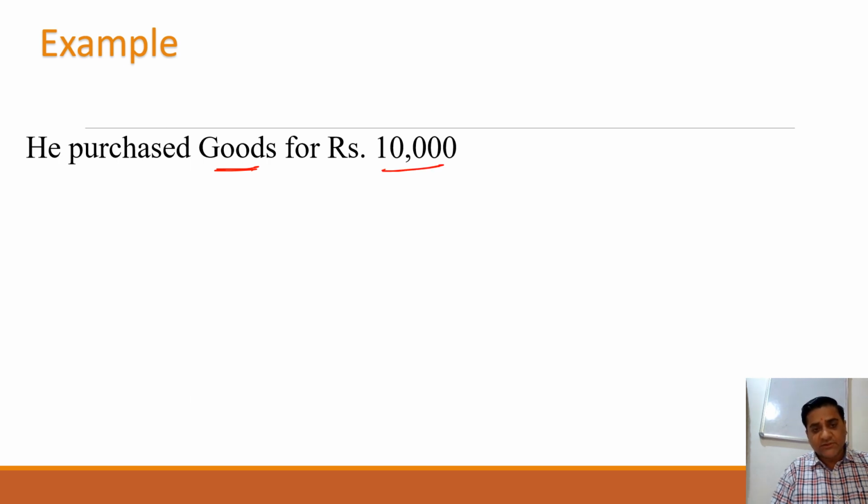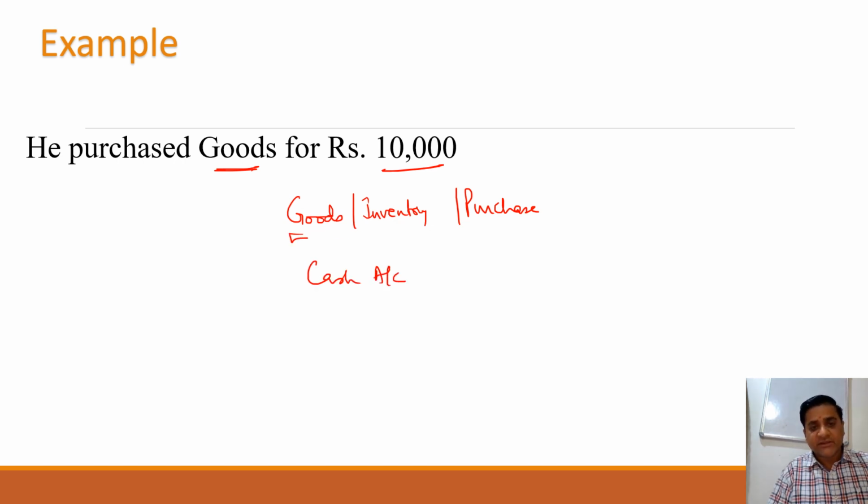Then we say goods purchased for 10,000. What are the accounts involved here? Goods account, or I would say inventory account. Some would say the purchases account. Whatever be the case, we will see that all these would give you the same result, and the other account would be the cash account. Goods and inventory are the assets, property of the organization. Purchase is an expense. If we talk about the asset, it has a natural balance of debit. Whenever you buy goods, your assets go up, so when it increases, you debit that. Expenses also have a debit balance. If you remember, when expenses increase, they are debited.